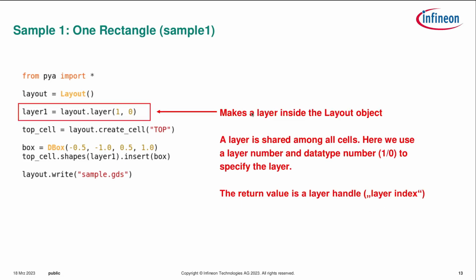Next step is we will create a layer inside the layout object. So the layer here is given by a layer and data type number, but it can also be an anonymous layer, for being used as a temporary layer. And layers are always shared among all cells. And the return value is a layer handle. It's technically an integer value which identifies the layer inside the layout.